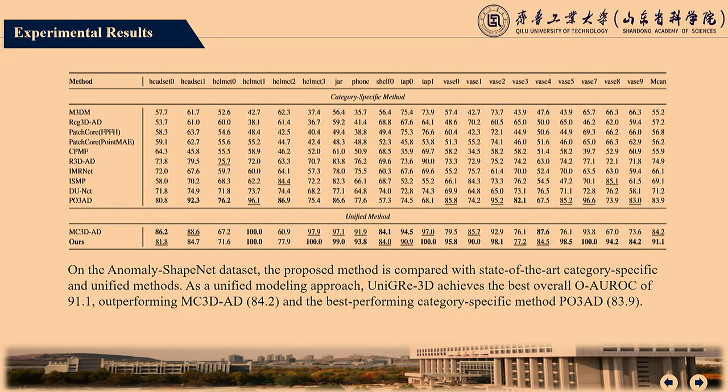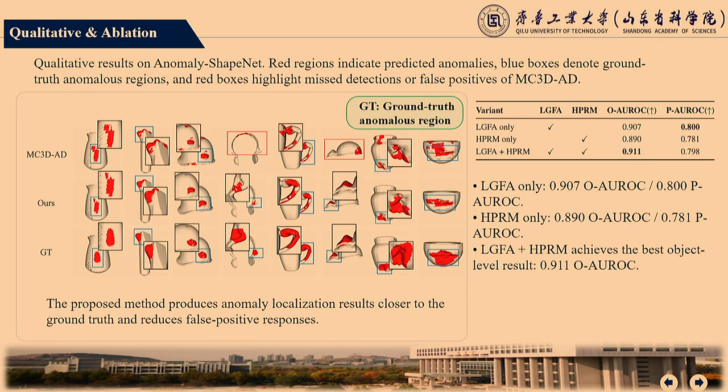Next, I will present experimental results. On the Anomaly-ShapeNet dataset, the proposed method is compared with several advanced category-specific methods and unified modeling methods. The result shows that as a unified modeling method, UniGRe-3D achieves the best overall performance in terms of the object-level AUROC with an average score of 91.